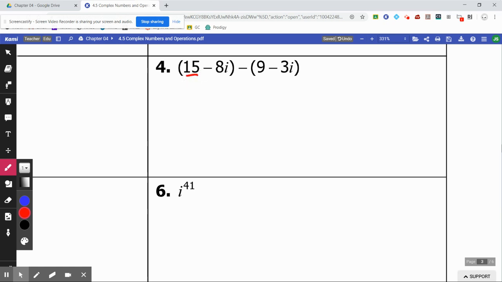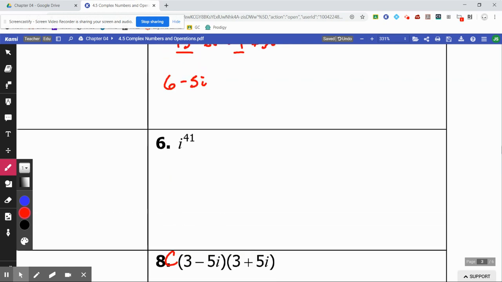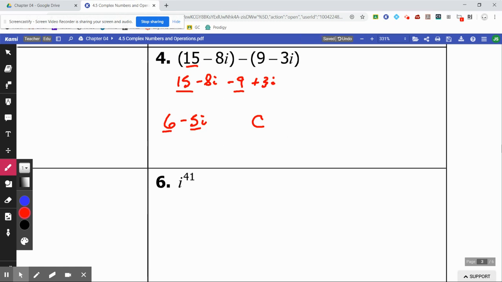The next one, let's subtract. This is going to be, let's rewrite it, 15 minus 8i minus 9 plus 3i. Combine your reals would be 6. Combine your negative 8 and 3, that's negative 5i. So first off, this is complex. So let's put a C for complex. Then it's either real or imaginary. This is a combination of both real and imaginary, so it is just going to be complex.